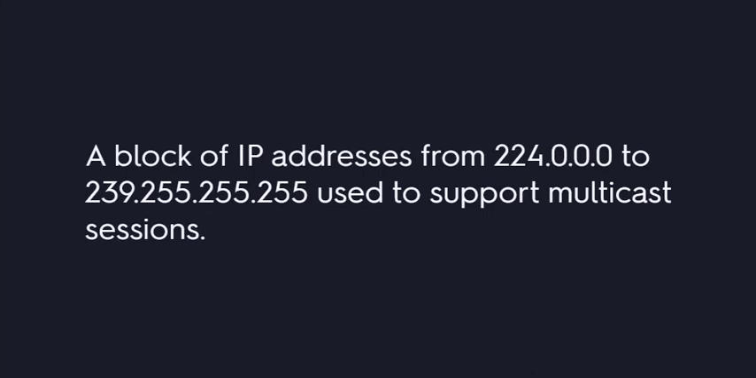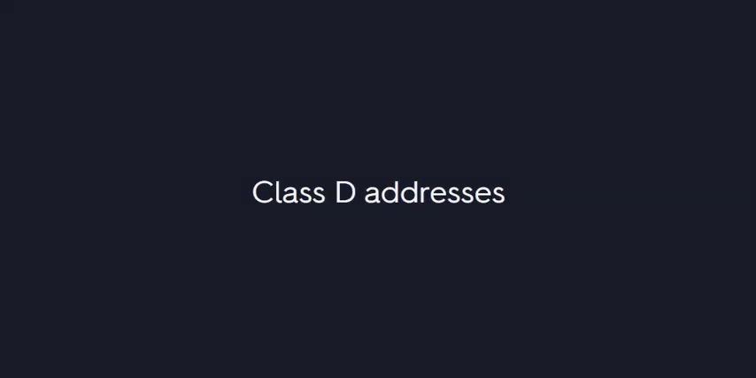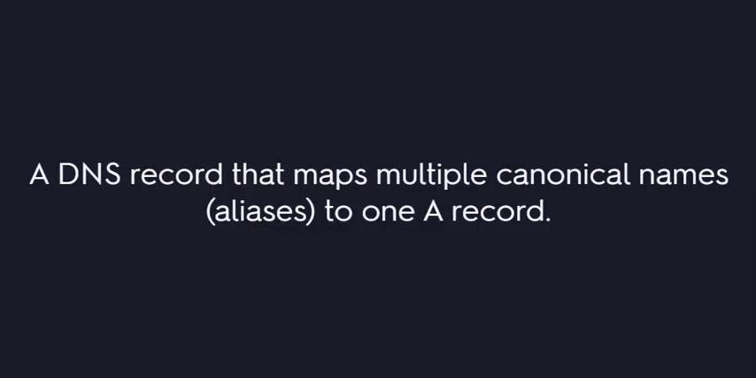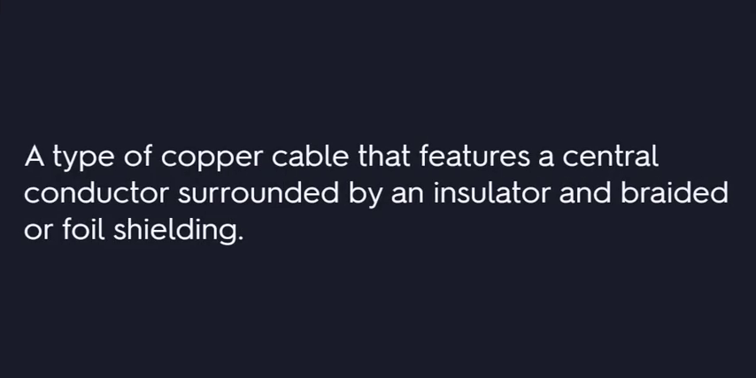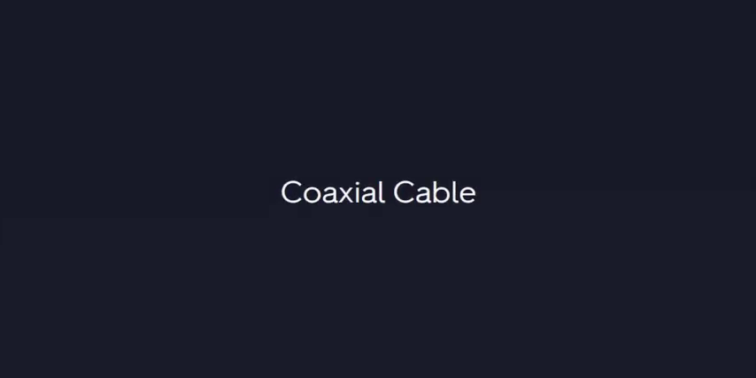224.0.0.0 to 239.255.255.255 used to support multicast sessions. Class D addresses. A DNS record that maps multiple canonical names to one A record. CNAME. A type of copper cable that features a central conductor surrounded by an insulator and braided or foil shielding. Coaxial cable. Software or hardware that performs digital compression of audio and video streams for video conferencing.